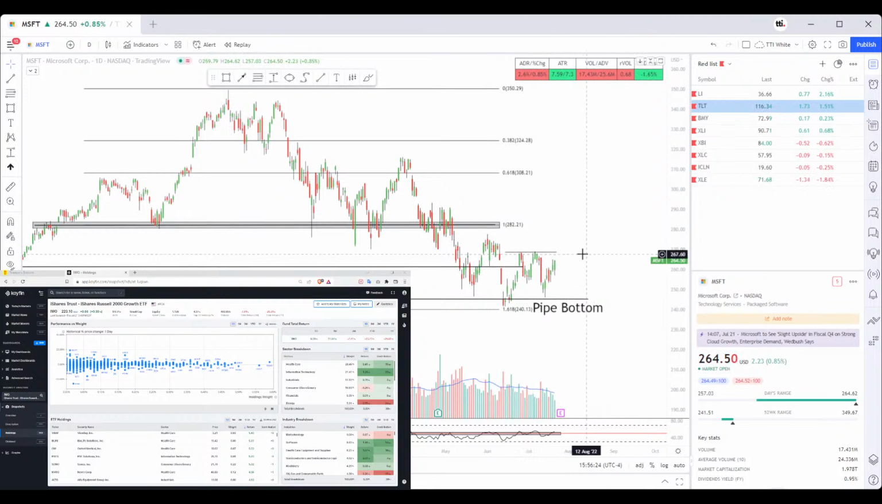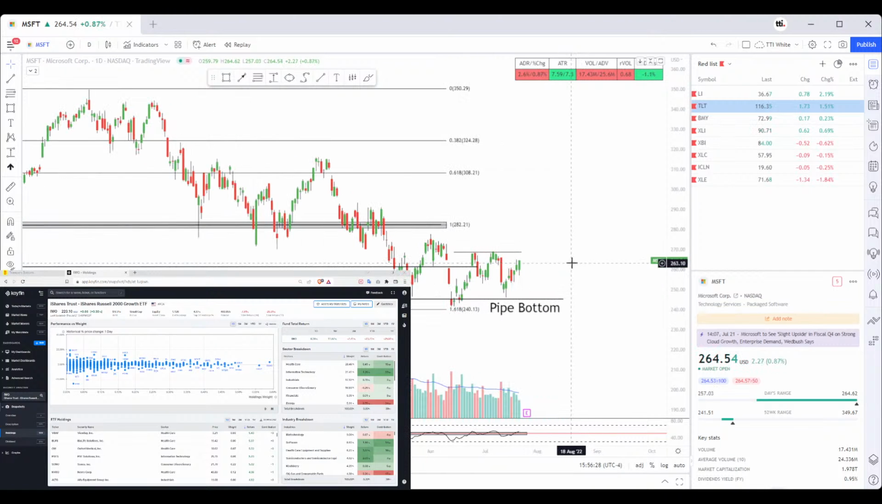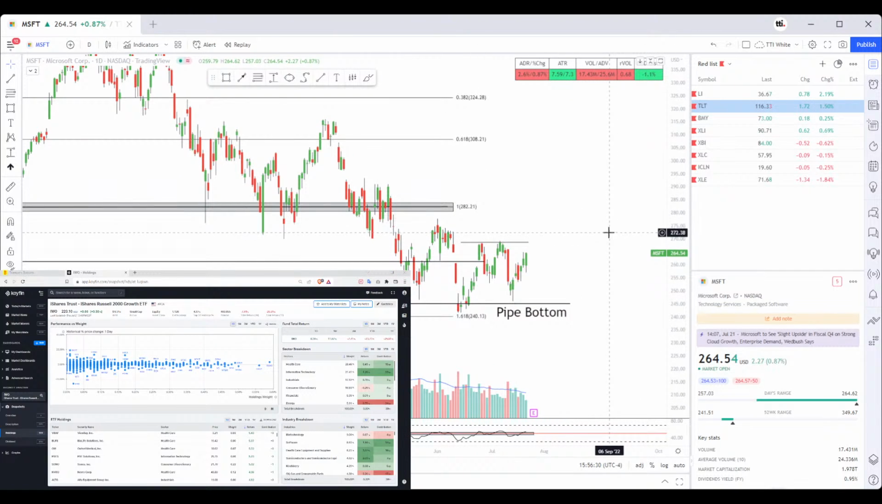I think the hardest part about this trade, kind of like what we talked about with Apple, is where you're wrong. As long as you have a stop area that makes sense from a technical standpoint on the chart, take the trade. But right now, until we're above 268, it's hard to figure out where you'd be wrong.